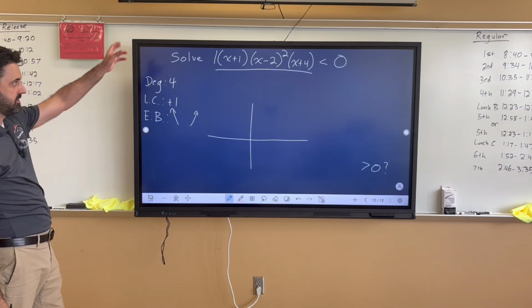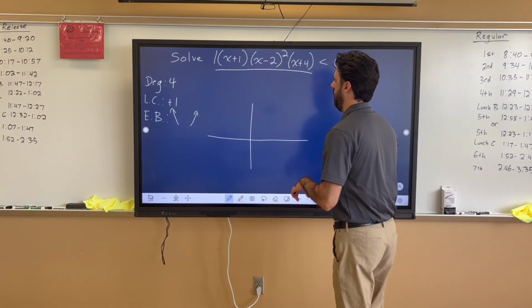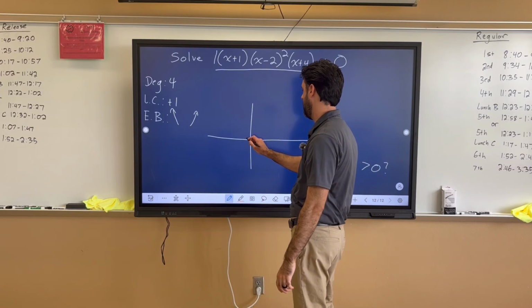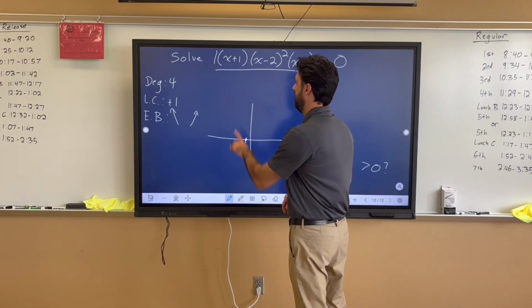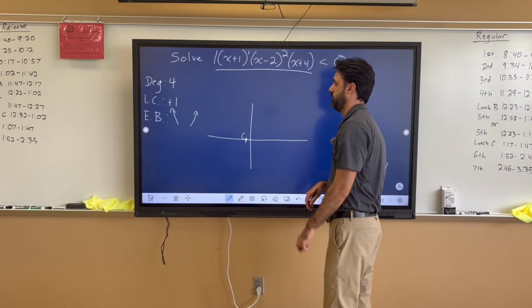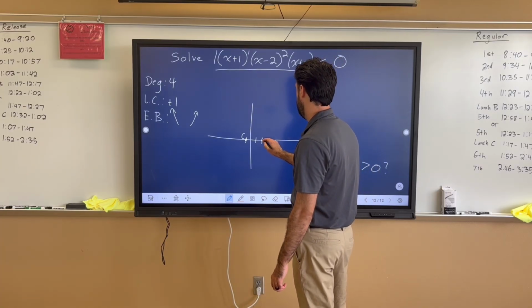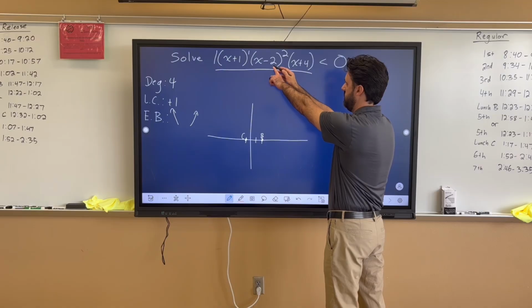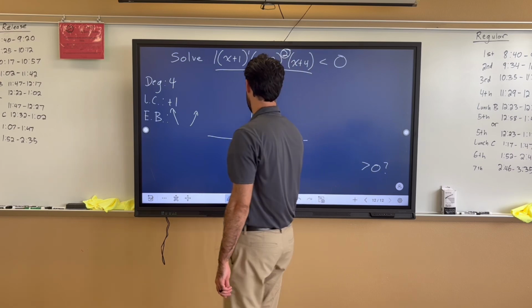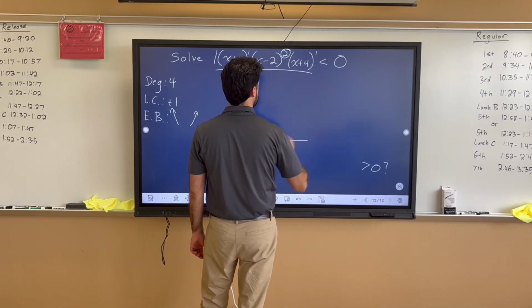Now, I'm going to skip a couple steps here because I'm not primarily focused on the graphing. But if I set all these equal to 0, so if I set x plus 1 equal to 0, I get negative 1. That is going to cross through the x-axis because, again, odd exponent of 1. Set x minus 2 equal to 0, I get 2. This one is going to bounce, not because of that number there, but because of the exponent being even, the multiplicity. And then set that one equal to 0, we get negative 4. And that is also going to cross because it's to the first.